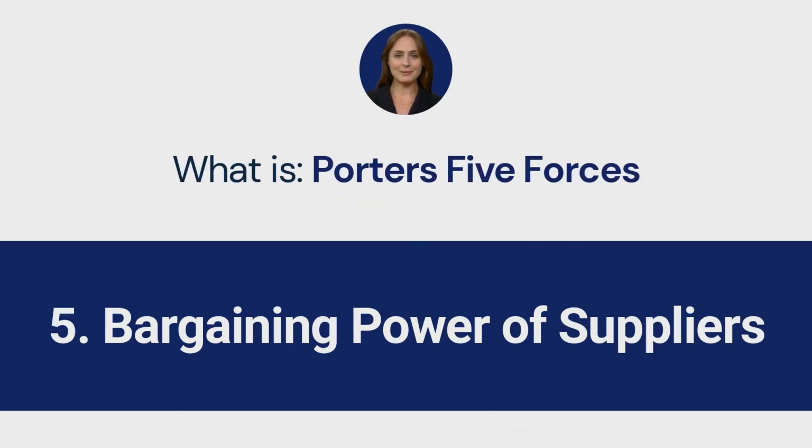5 is the bargaining power of suppliers. This force analyzes the power that suppliers have over the industry. Supplier power is influenced by factors such as supplier concentration, availability of substitutes, switching costs, and the uniqueness of their products or services. When suppliers have more power, they can demand higher prices or exert control over the quality and availability of inputs.